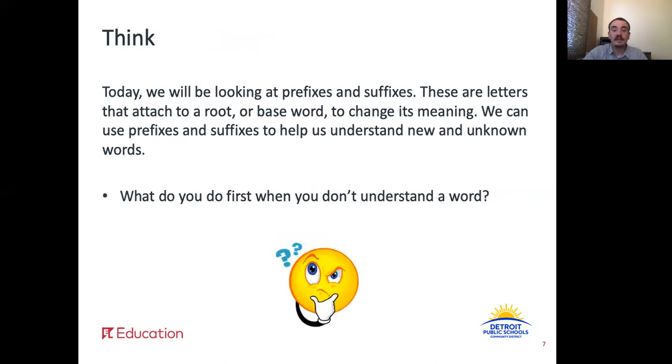Okay, time to think. Today, we will be looking at prefixes and suffixes. These are letters that attach to a root or base word to change its meaning. We can use prefixes and suffixes to help us understand new and unknown words. What do you do first when you don't understand a word?